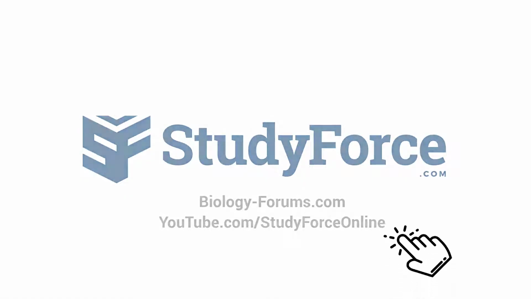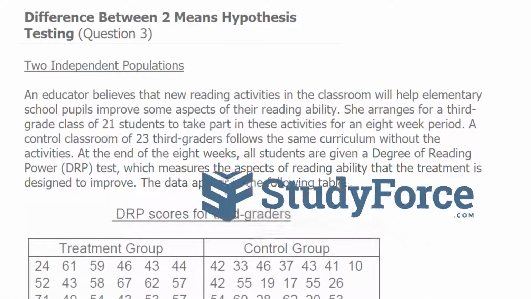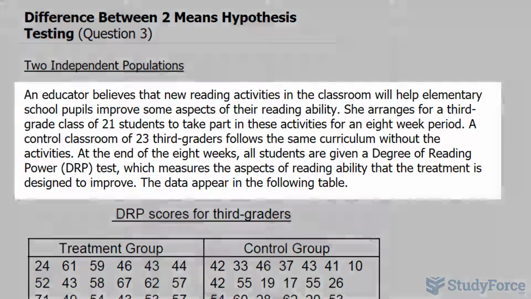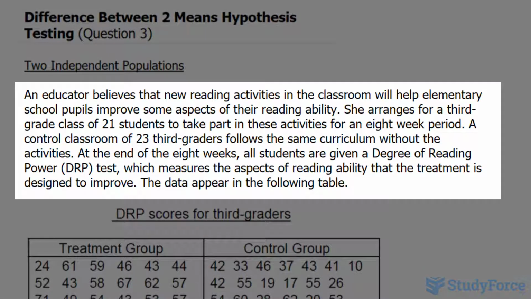Welcome back to the third question of this series where we hypothesis test the difference between two means. This time the question reads, an educator believes that new reading activities in the classroom will help elementary school pupils improve some aspects of their reading ability. She arranges for a third grade class of 21 students to take part in these activities for an 8-week period. A control classroom of 23 third graders follow the same curriculum without the activities.